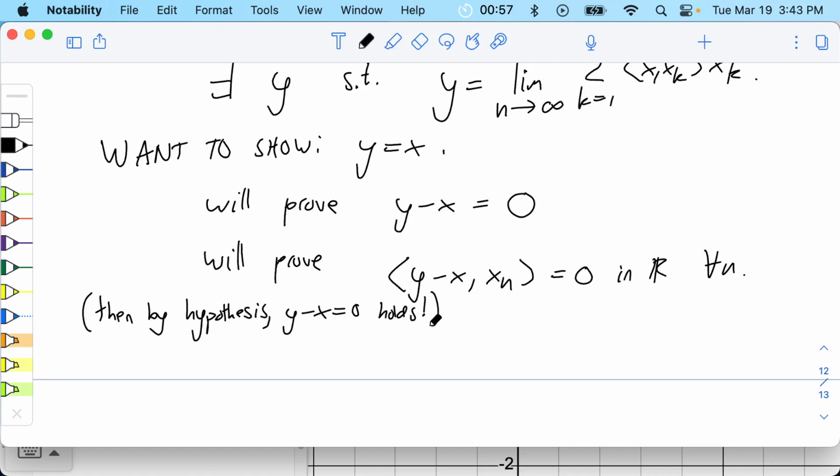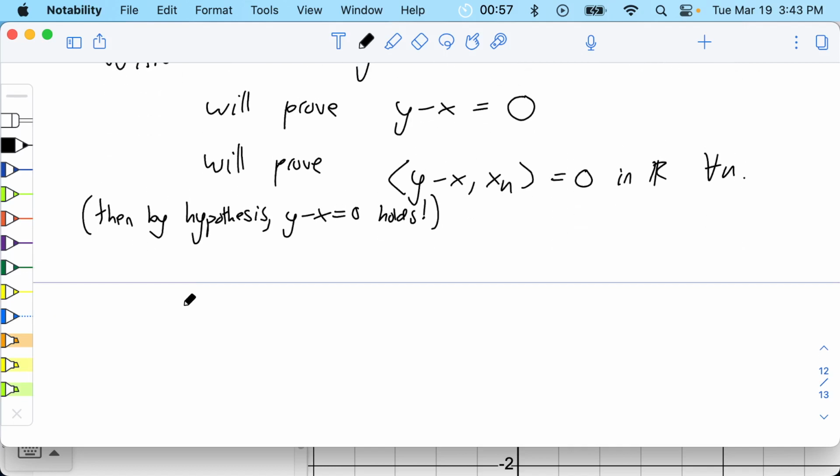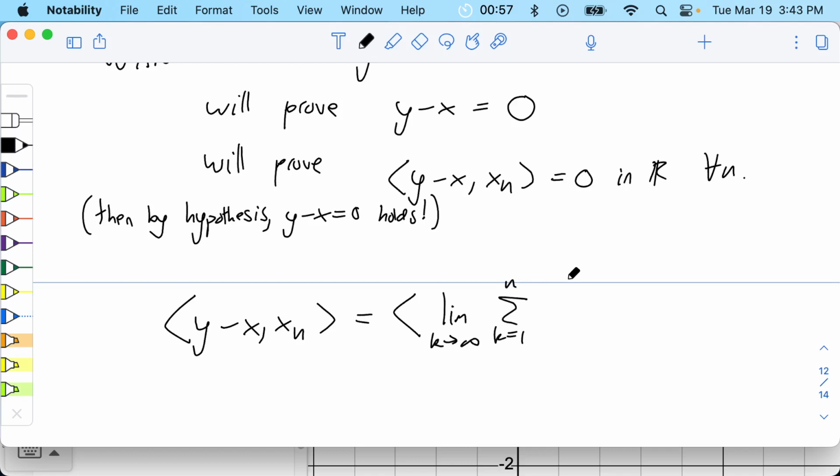Okay, let's prove that the inner product of y minus x with xn equals 0. What is the inner product of y minus x with xn? Well, y minus x with xn for some fixed n. Y is a limit. Y is the limit as k goes to infinity of the sum from i equals 1 to k of xi, minus x, all with xn. Okay, I'm going to do this limit, and that limit holds in the Hilbert space H.